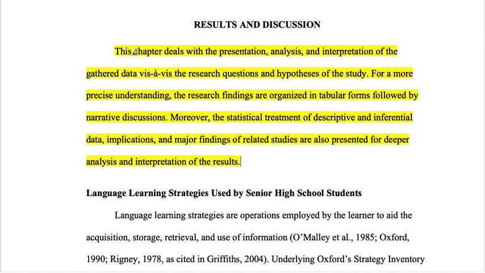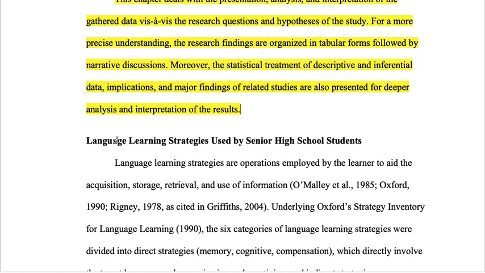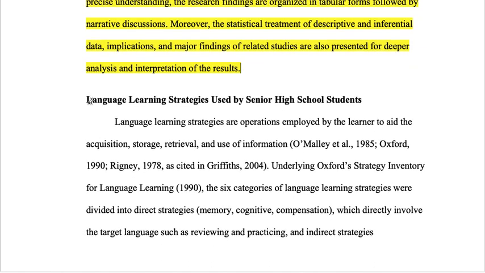Alright? And class, we follow how we write the results and discussion. We follow per research question. For example, research question number 1 is all about language learning strategies. So you are to write a subheading on language learning strategies. Okay, this is language learning strategies, your first research question number 1, as a subheading.